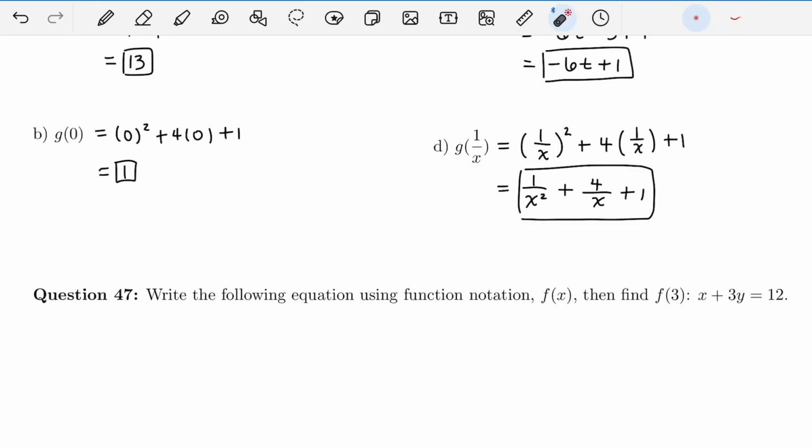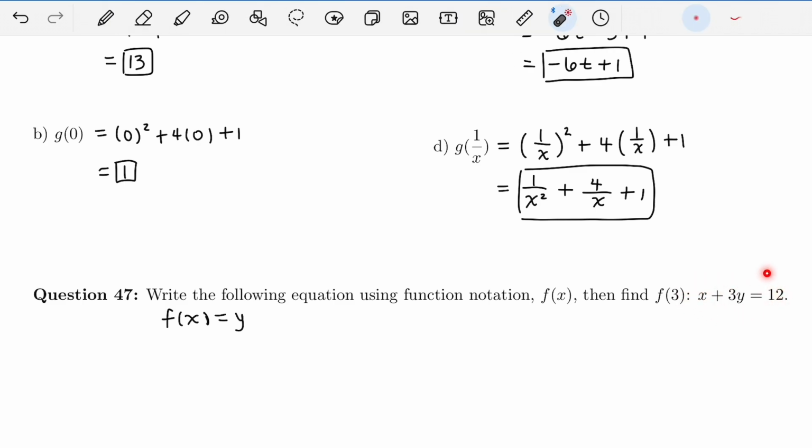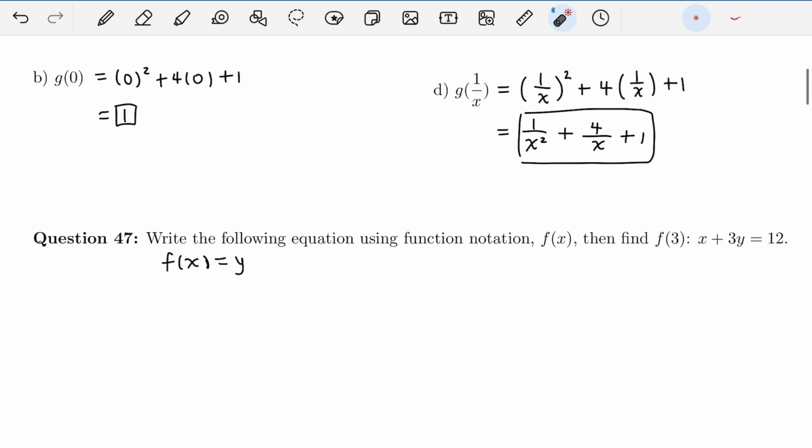Now for the next example, question 47 here, we're given an equation. We're given x plus 3y is equal to 12. And what we want to do is rewrite it using our function notation and then evaluate that when x is equal to 3. So remember, function notation, if we have f of x, this is just the same thing as y. So if we're given an equation of this form and we want to write it using function notation, what we'll do is we'll solve for this variable y and then just replace it with f of x.